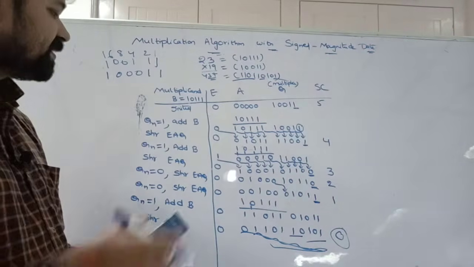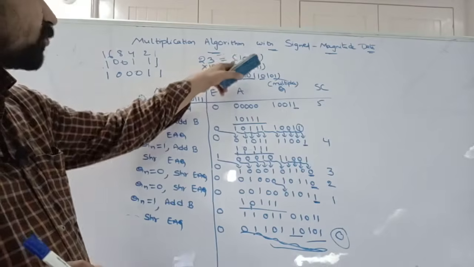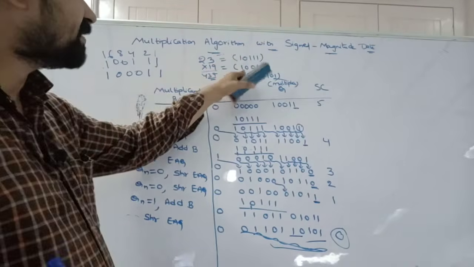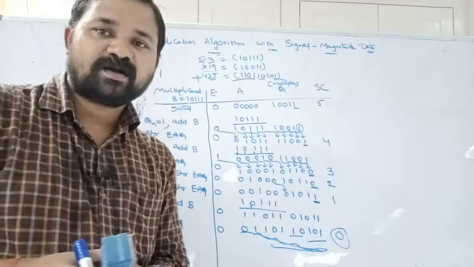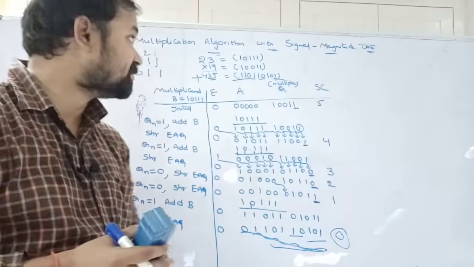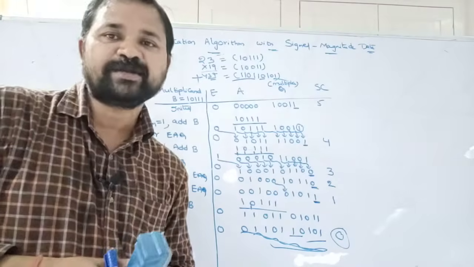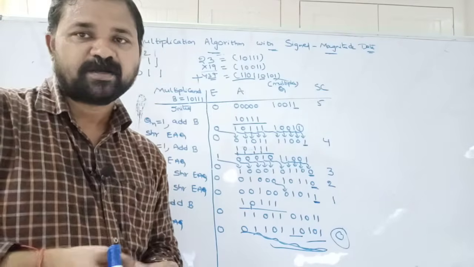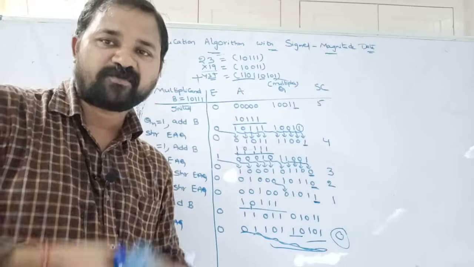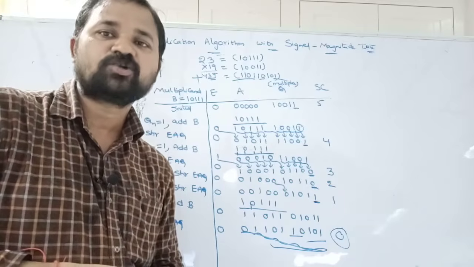So in this way here what is the sign here? Here 23 sign is positive as well as 19 sign is positive. So here also the sign is positive. So in this way we can perform multiplication operation with sign magnitude data. In the next video we will discuss about Booth's algorithm. By using Booth's algorithm we can perform multiplication operation on 2's complement data.